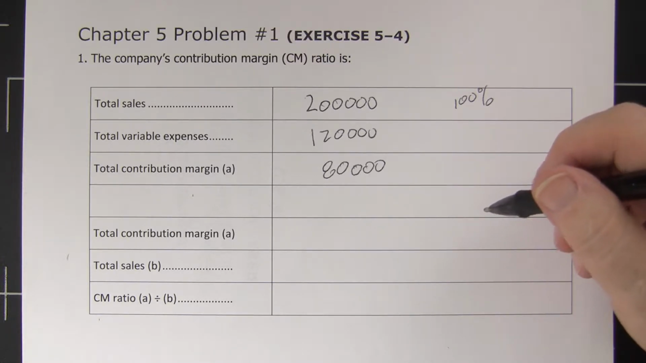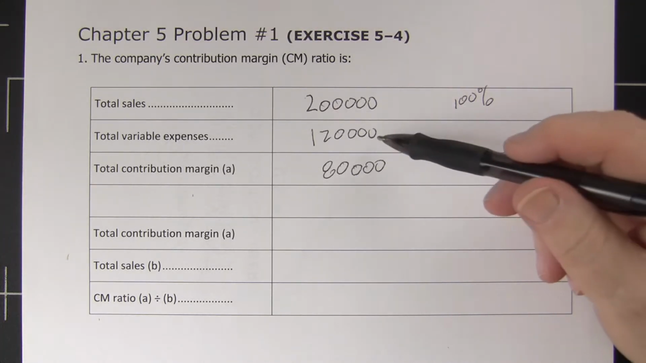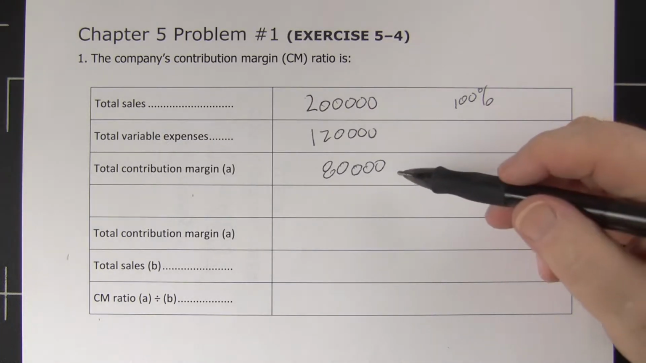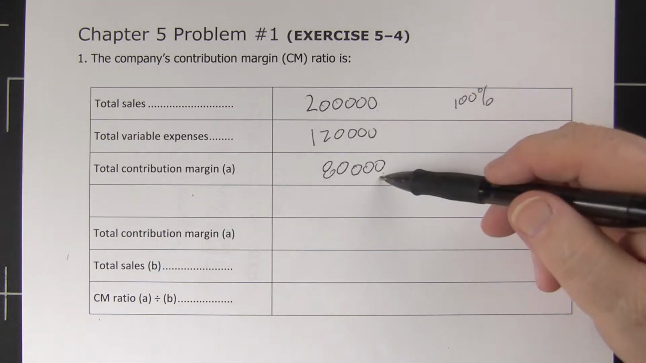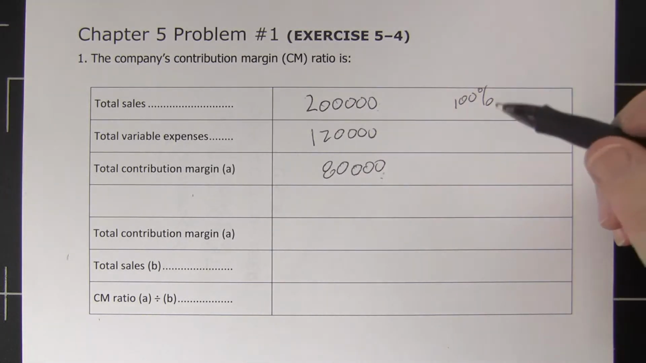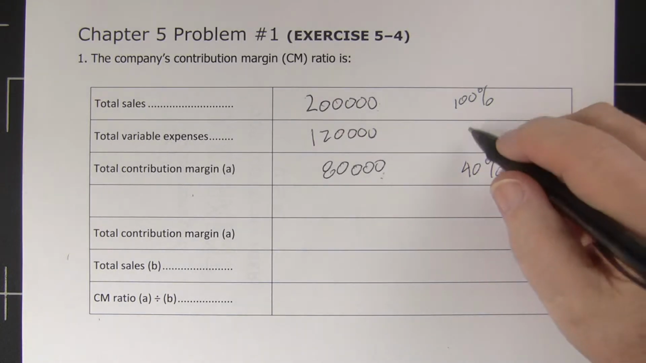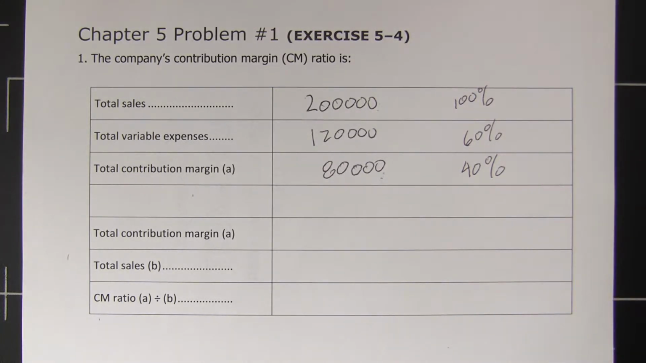So we're going to take the sales, and we're going to take the expenses, and we're going to divide by the contribution margin. So if we take 80,000 of margin divided by 200,000 of sales, we come up with a 40% contribution margin, 60% variable cost ratio. So our ratio between costs and contribution margin is 60-40.